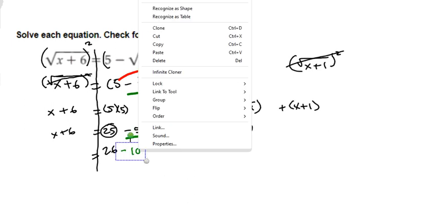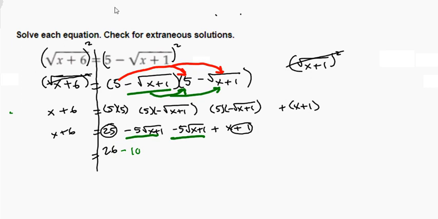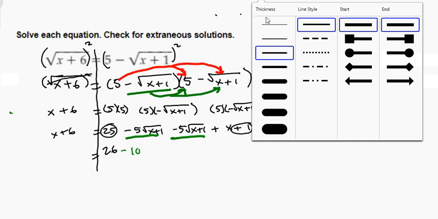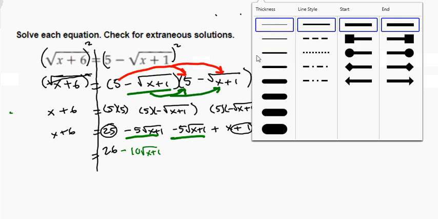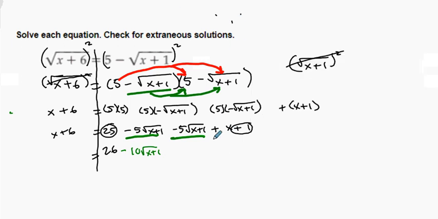Negative 10 times the square root of x plus 1. Sorry, I'm tinkering around with this thing, trying to get it to work right. Okay, we're going to switch back to all black now. All right, and then we've got an x, and we've got plus x. So we took care of this and this, we took care of this and this, and combined those, and then we have our x left over, and that goes there, right? And you've got x plus 6 over here.